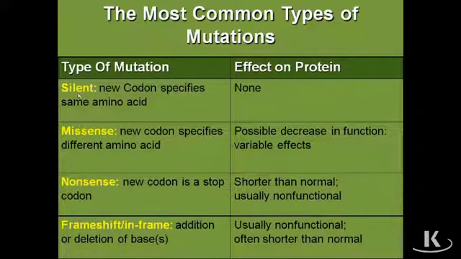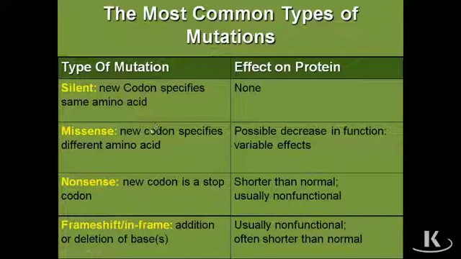So, if you had a silent mutation, remember, the new codon is simply going to specify the same amino acid. What's the effect on the protein? Shh, don't tell anybody. There's no effect on the protein. Nobody will know if you don't tell them, right? Okay. The missense mutation. The missense mutation, it's a new codon, and it's going to specify a different amino acid.